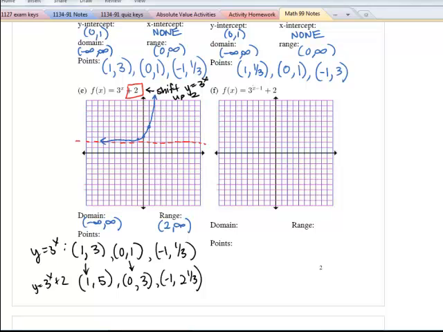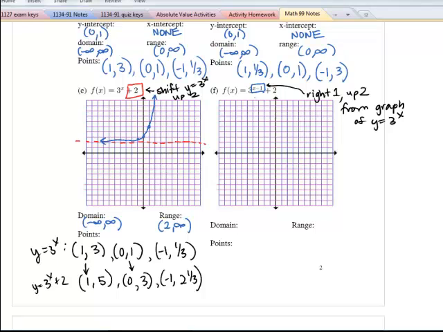Now the next one, instead of 3 to the x, we have 3 to the x minus 1. So what you can remember is, in terms of transformations, when there was a change with the x, that's a shift horizontally, so left or right, and it's always opposite of what it looks like. So a minus, we would think left, but it's going to actually go right 1. And then the plus 2, just like it did last time, would go up 2 from the graph of y equals 3 to the x.